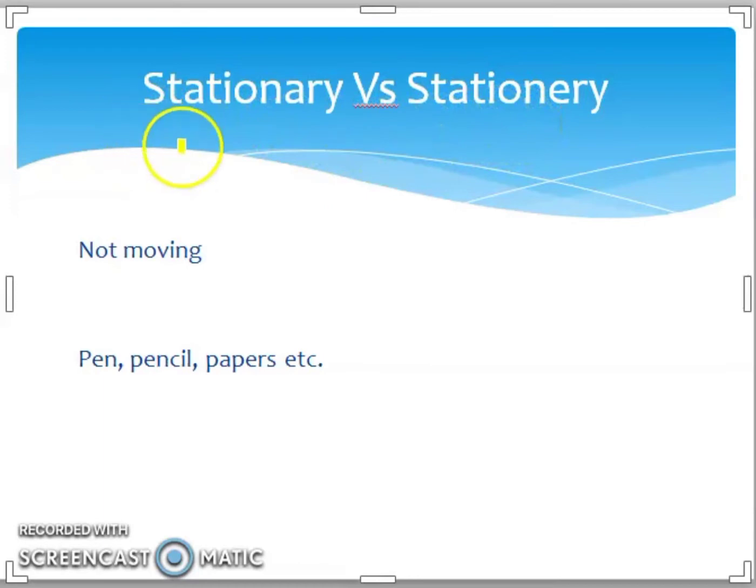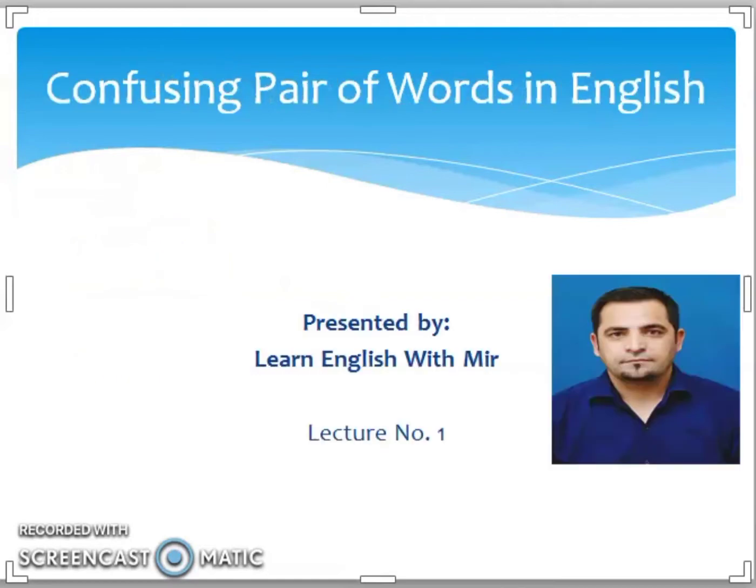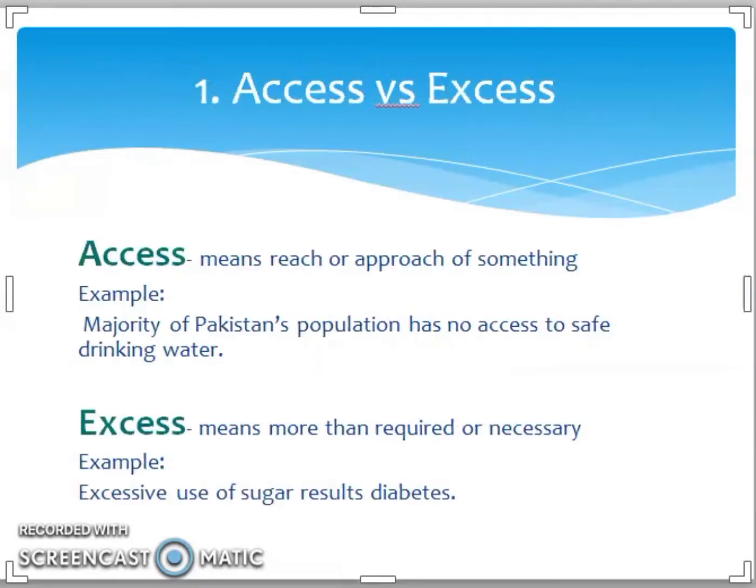Alright? So the first word, stationary, means something that is not moving. Something that is stopped, alright? Not moving. The second word, stationery, means pen, pencil, paper, etc. So, stationery items. Like this pair of words, there are hundreds of confusing pairs in English. So in today's lesson, I will be talking about 10 confusing pairs of words in English. So without much ado, let's get started.